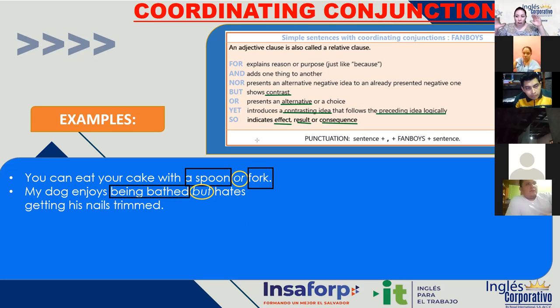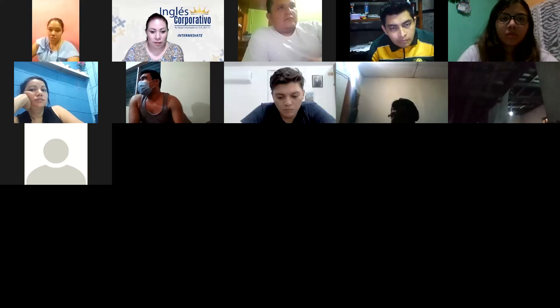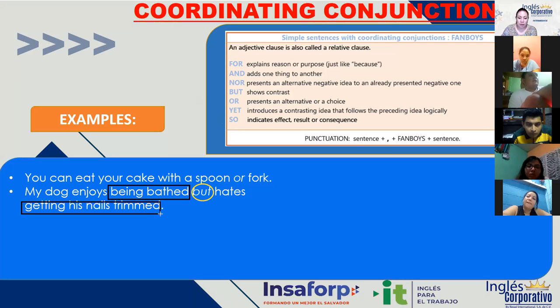So we are contrasting being using the but, and what we're contrasting is being bathed and getting his nails trimmed. Okay, so it's a contrast.